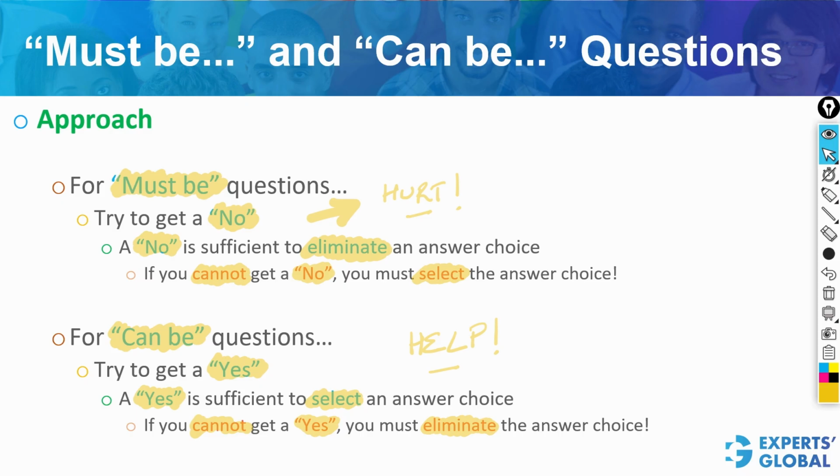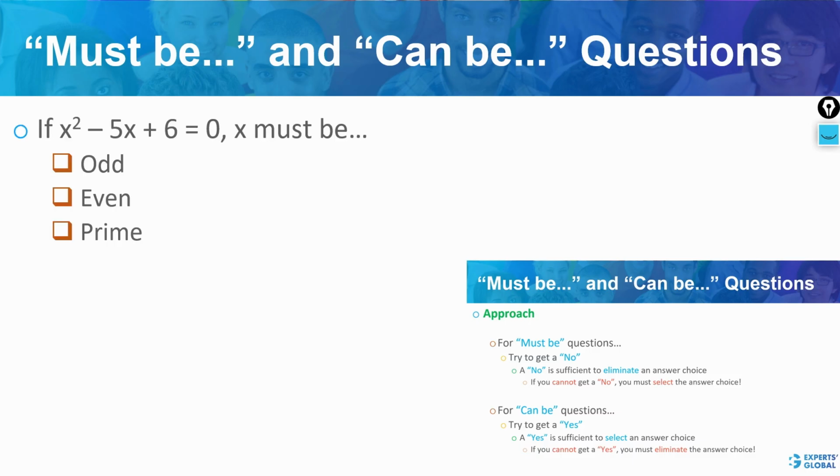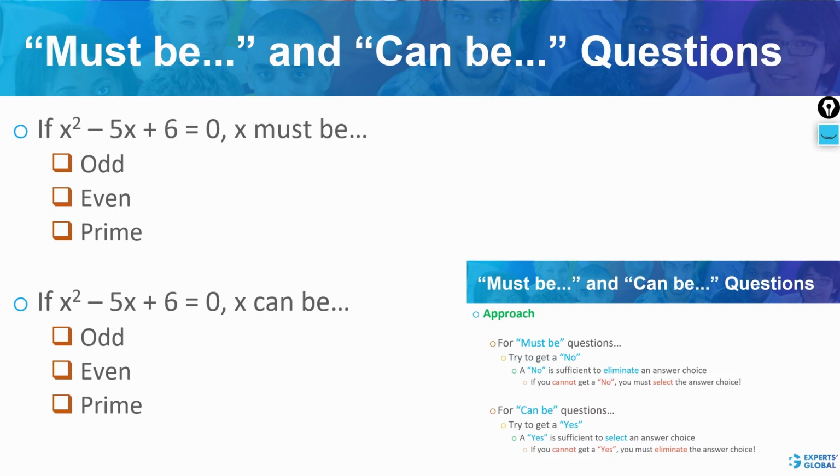Let us now apply this approach practically on a couple of questions. Here is a must-be question and here is a can-be question. Let us now solve these questions using the approach we just learned. The first is a must-be question and therefore this approach must be applied. We will try to get a no for each of the answer choices.